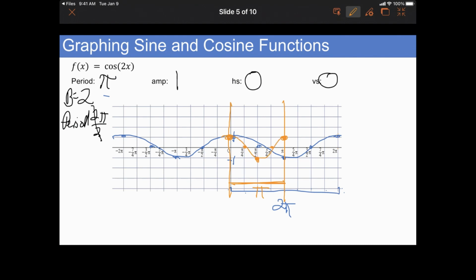Right? There you go. So what happened? We compressed it. It's a smaller cycle, smaller period, so it has to be compressed and squished in there. We're going to do another cycle. So again, another pi here to here. So it's going to finish there. Halfway is going to be on the bottom. X-intercepts. Smooth graph.